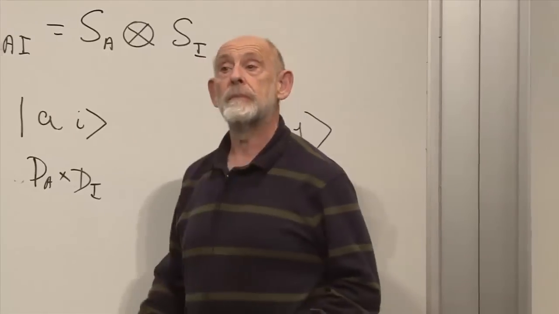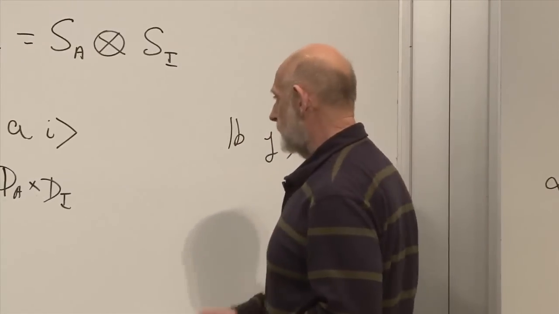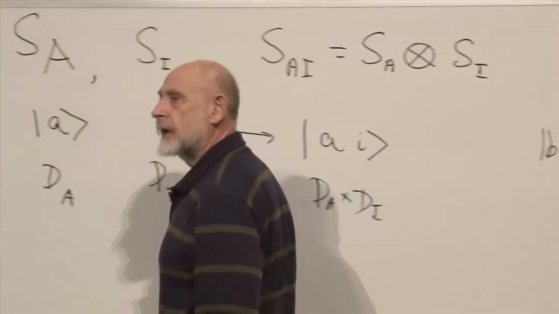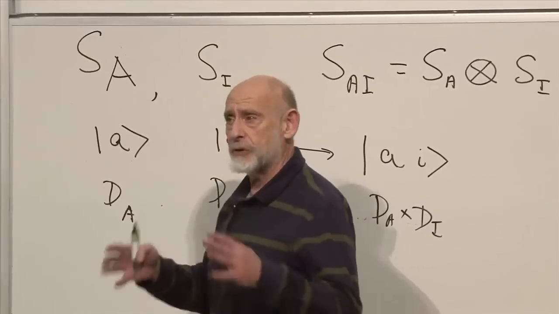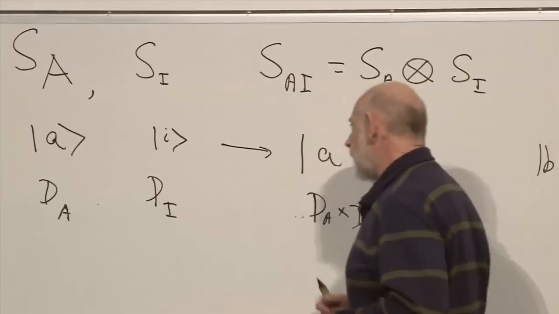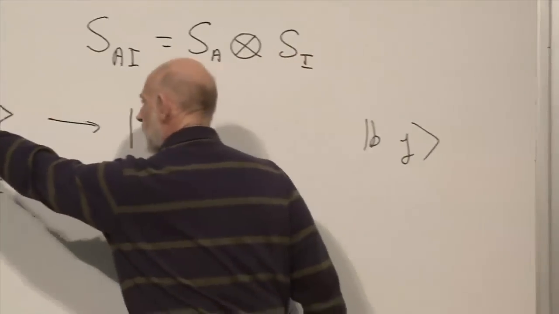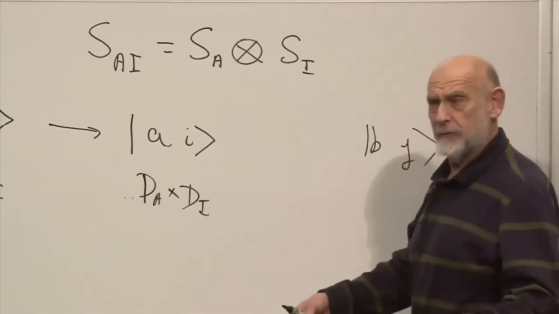Excuse me. Are these arbitrary vectors, A and... These are basis vectors. So they're part of an orthonormal basis. Yes, you could pick any orthonormal basis for this one and any orthonormal basis for this one. There's a number of these things we're talking about here. But you could pick any orthonormal basis from this one, any orthonormal basis from this one, and put them together this way, and you'll get the same result.